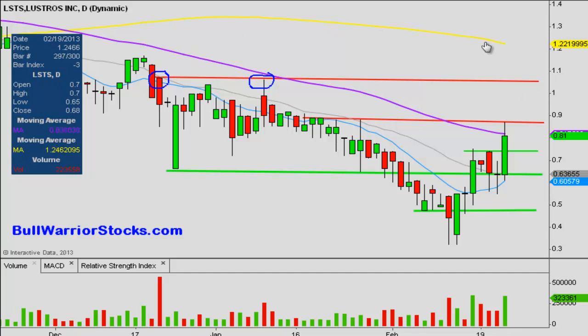Then you have the next level up here at the 200-day simple moving average at $1.22. But one step at a time. Let's first see if the price can start to separate itself from this moving average. And of course, if the price begins to close above this moving average, this will then convert into a level of support. So that's something else that you want to keep in mind.